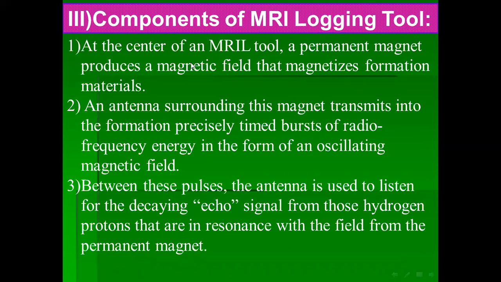Let's discuss the basic components of the nuclear magnetic resonance imaging logging tool. At the center, we will have the permanent polarizing magnet, which produces a strong magnetic field to polarize the hydrogen nuclei.